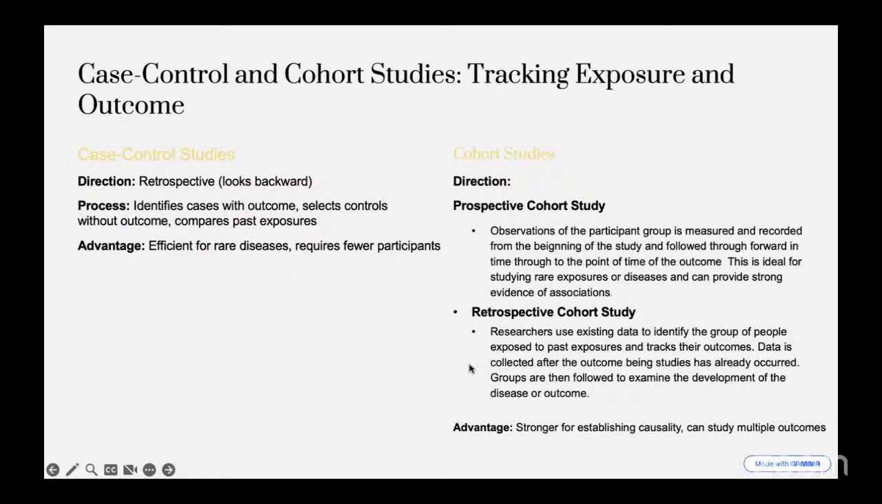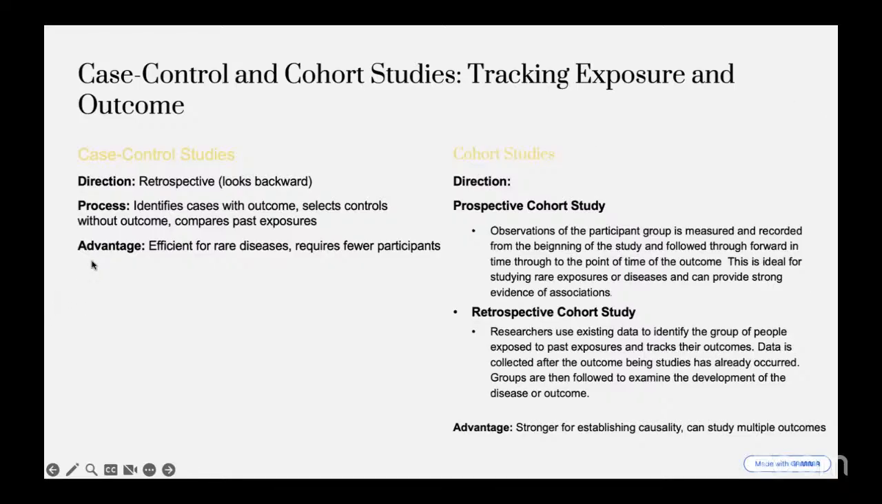Moving to the case-control and cohort studies. In case-control, the direction is retrospective. We look backwards. The process identifies cases with the outcome, selects controls without the outcome, and compares past exposure. The advantages are that it is effective for rare disease and requires few participants.